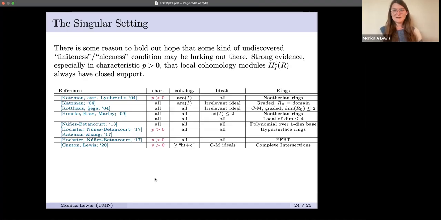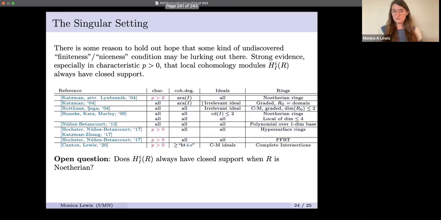So looking at this picture, we know of a lot of local cohomology modules over large swaths of singular rings, at least under appropriate conditions on the ideal or on the cohomological degree, where you get finiteness conditions that look like finitely generated modules. So maybe there is some underlying condition that's driving this.